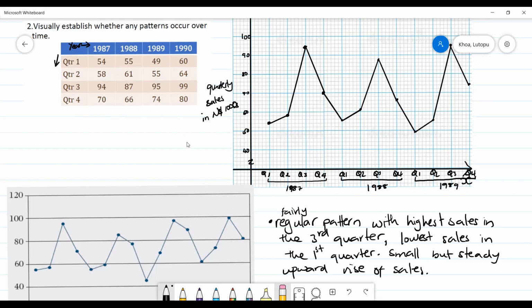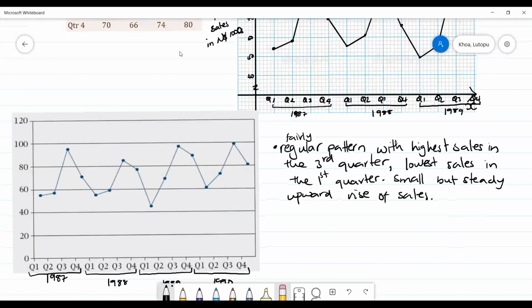Now, the way to work out the moving point average is really simple. So let's see how we would do that.